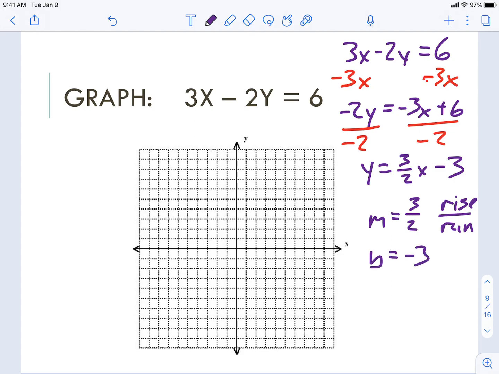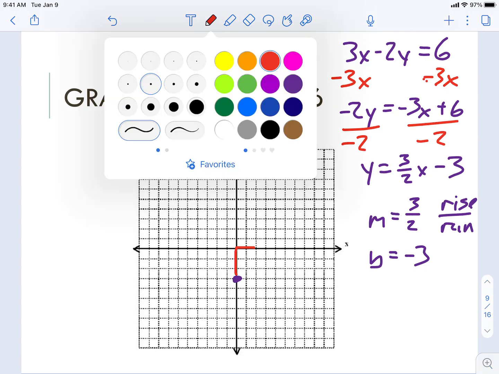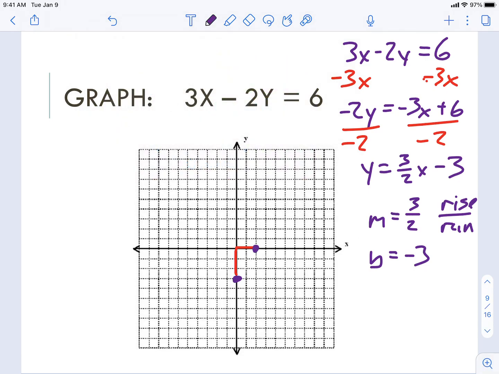So I'm going to start by plotting negative 3. So from the origin, go 3 down, right there. And then now I'm going to count up 3 and over 2, my rise and my run. And that's going to be my next point. And I can just sort of make some steps that way. Up 3 over 2, up 3 over 2, up 3 over 2.